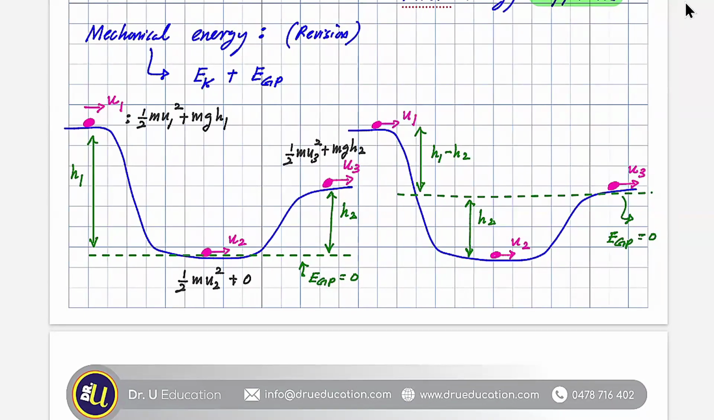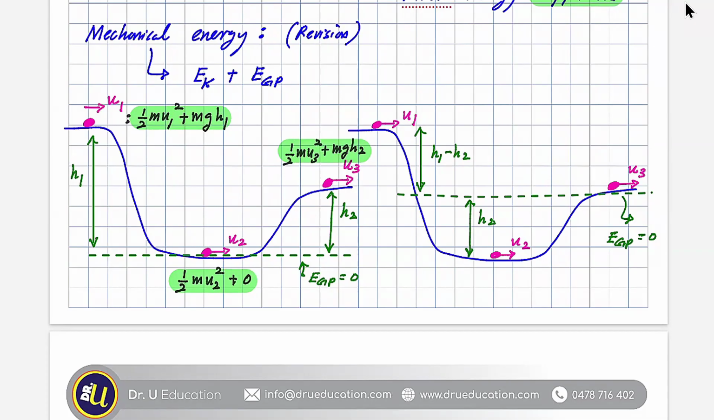Now, what you know here, this energy should be equal to this energy, should be equal to this energy. That concept is called energy conservation. Energy conservation means if you pick one point, the total energy at that point should be equal to the total energy of another point. All good?